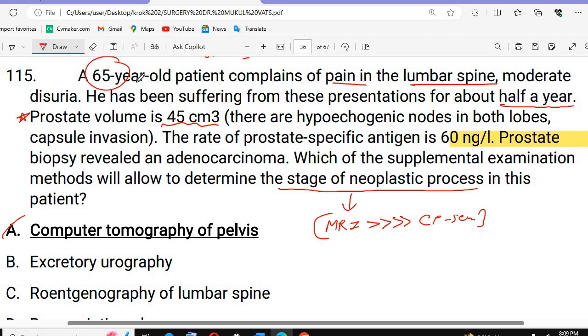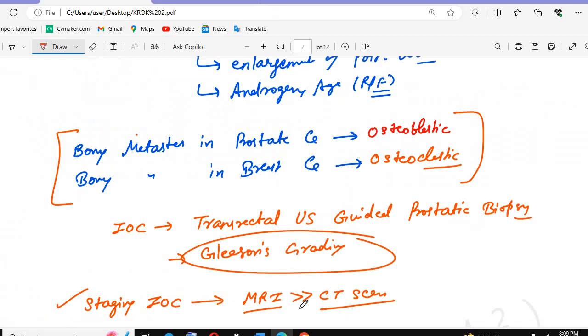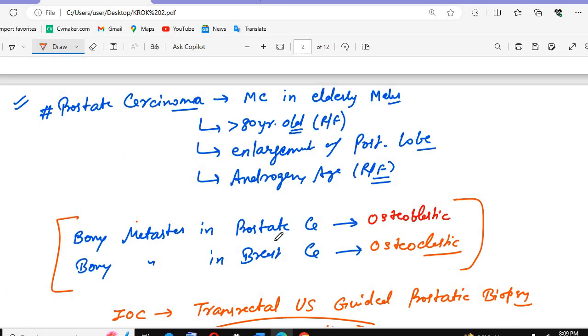Okay, so what we have seen: a 65-year-old patient complains of pain in the lumbar spine. There is moderate dysuria, prostate volume is 45, hypoechogenic nodes in both lobes, and PSA is 60 nanograms. Prostate biopsy. I think prostate carcinoma, which is the most common in elderly males, more than 80 years old.